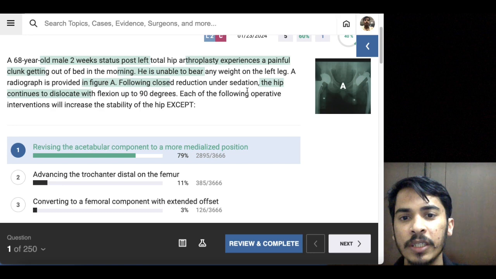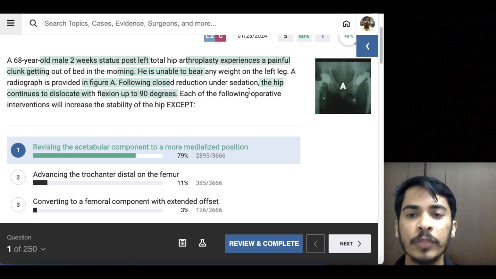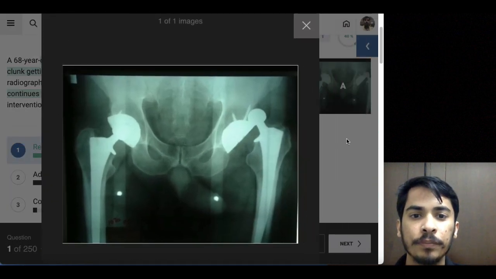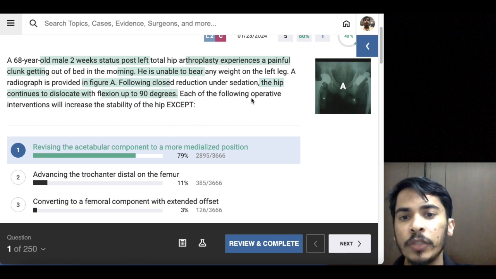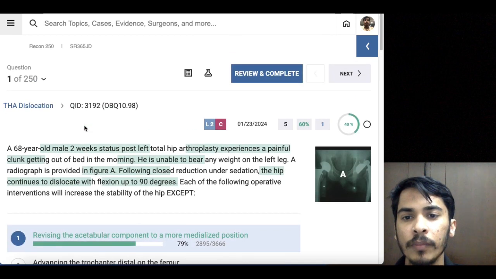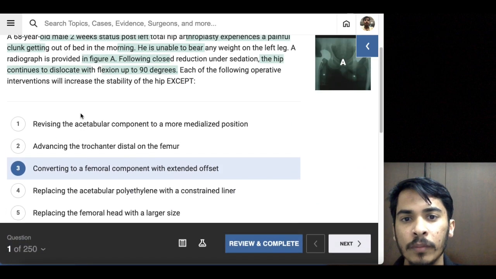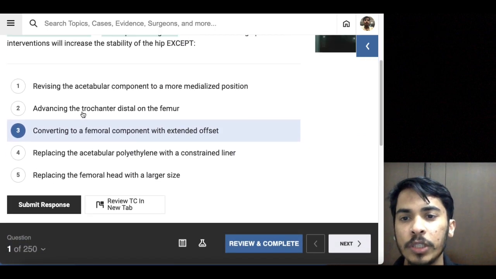Following closed reduction and under sedation, the hip continues to dislocate with flexion up to 90 degrees. The hip is dislocating whenever the hip is flexing to the 90 degrees. So this is the image shown here. Each of the following operative interventions will increase the stability, except. So we can look into which are the things.